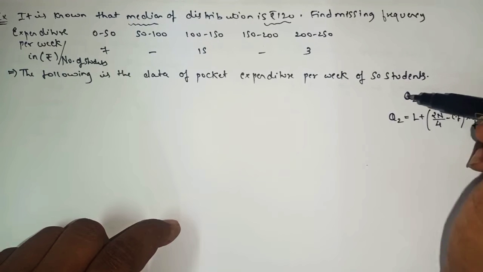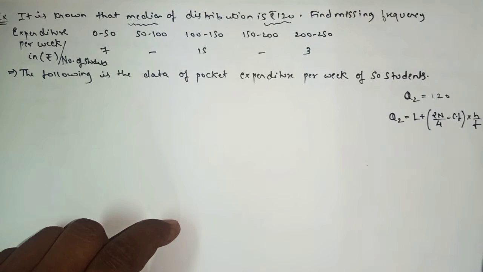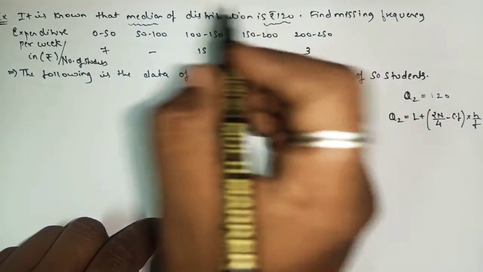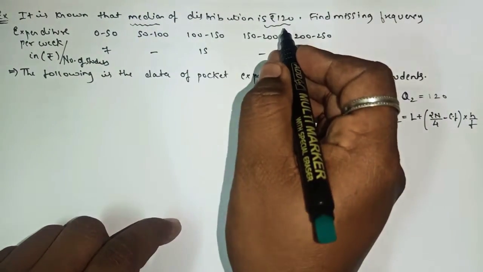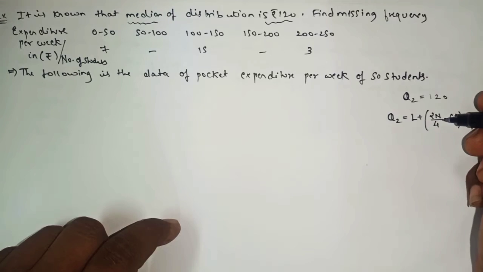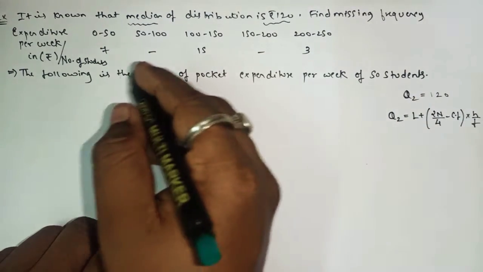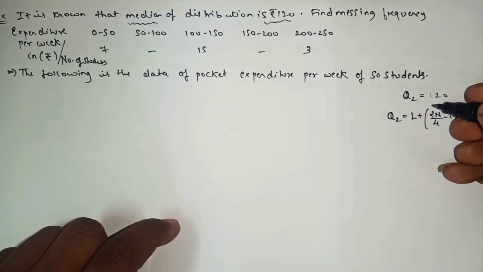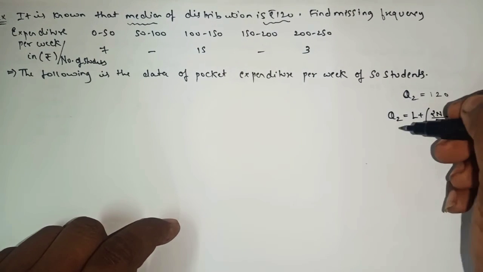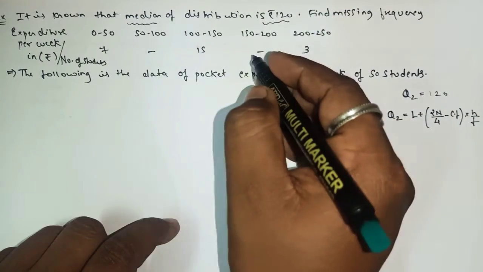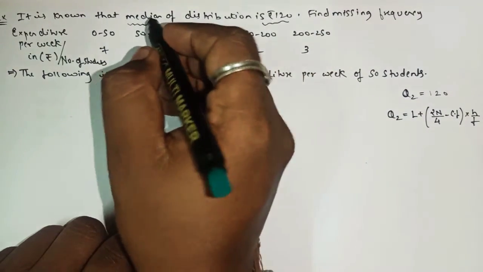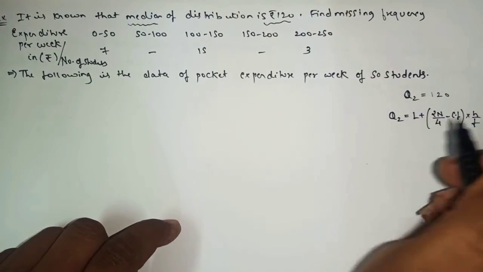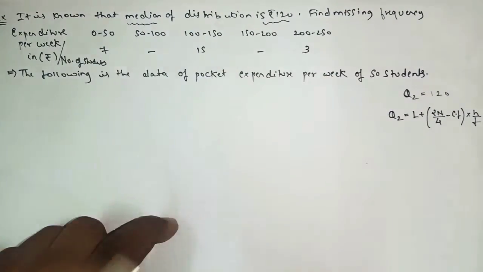Since we have the value of Q2, of course for this sum we have to apply the formula of Q2 only. Suppose in the question it says that Q1 is 120, then you have to apply the Q1 formula, and with respect to that you will find your missing frequency. Suppose the question says Q3 is 120, then you apply the Q3 formula and find your missing frequency.